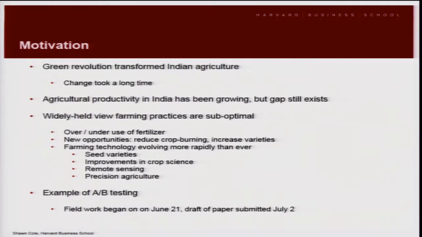A second motivation of this paper, I think, is to give an example of a very simple A-B test that a government could carry out at very low cost and very fast. So I think there was some complaint about rigorous research taking a lot of time, but this paper, at least, the fieldwork began on June 21st and the draft was submitted on July 2nd. So that's an example of a very fast, rapid turnaround.